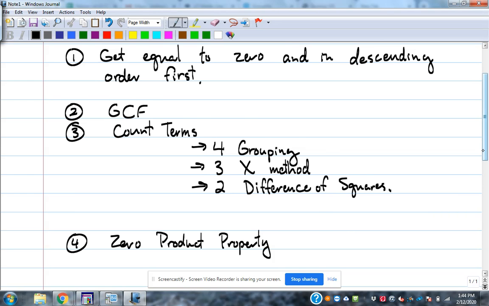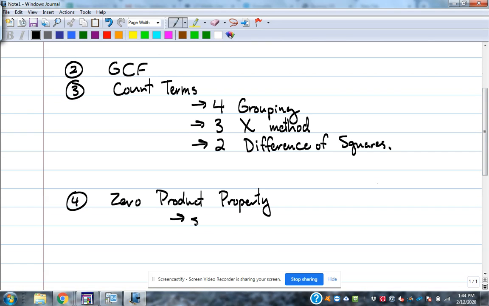So the zero product property allows us to set each factor equal to 0 and solve. And then that finishes up our job, okay?